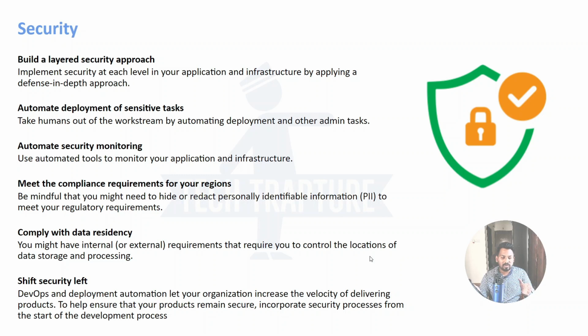To help ensure your products remain secure, incorporate security processes from the start of the deployment or development process. As I said earlier, always think about security first. Even if you are creating a single resource, it should be secure. These are the security guidelines provided by the Google Cloud Architecture Framework, and if you follow them, your infrastructure will always be well architected in terms of security.